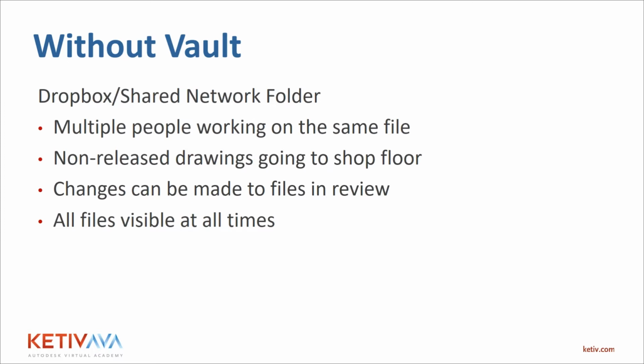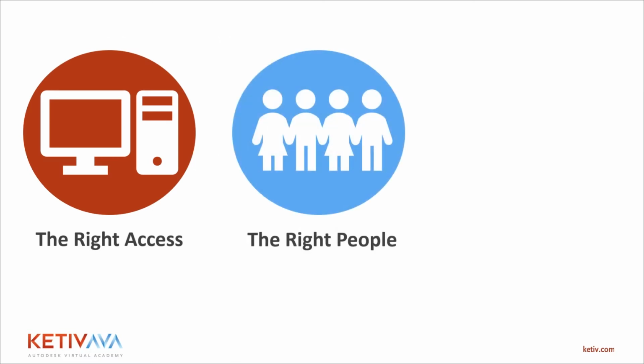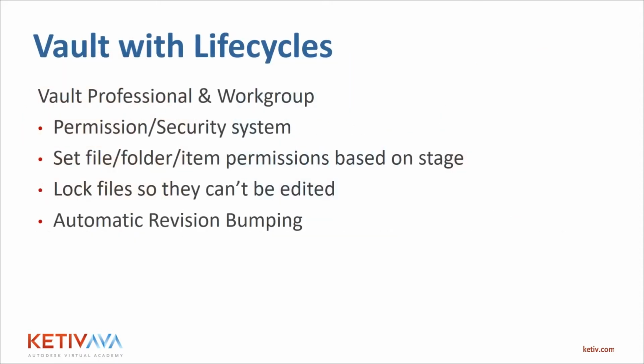The way we like to explain it is that Vault gives the right access to the right people at the right time. This is really the fundamental thing that Lifecycles solves. And so what it does is gives you a permissions and security-based framework for your data. So of course we have the check-in, check-out system for files, and that part is in Vault Basic as well.